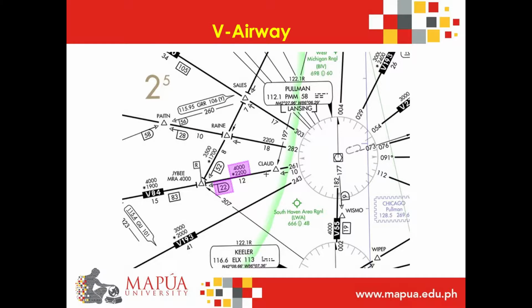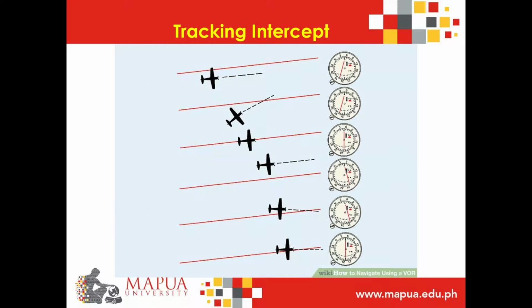So this is an example of the airways, the highways in the sky. So this is what the track intercept looks like.